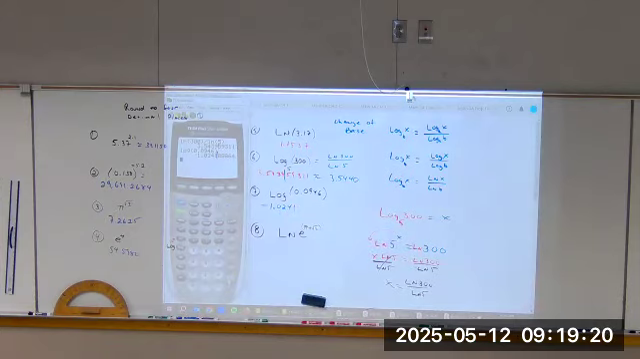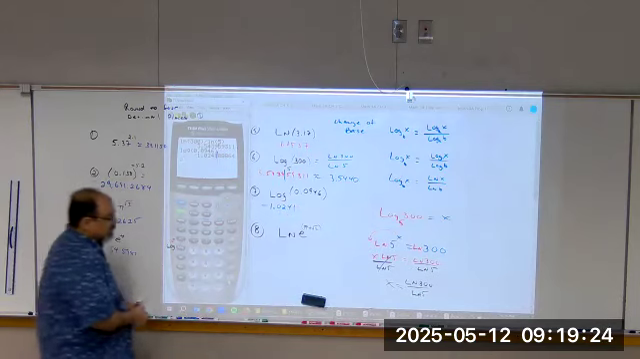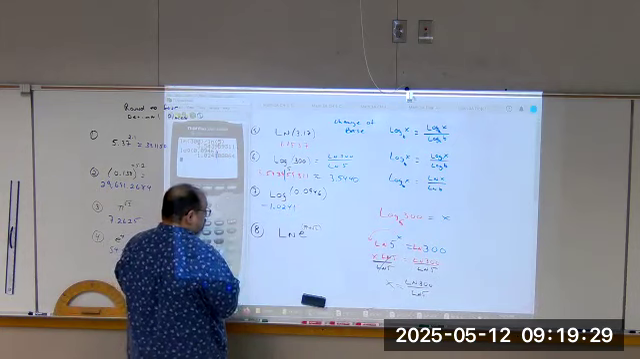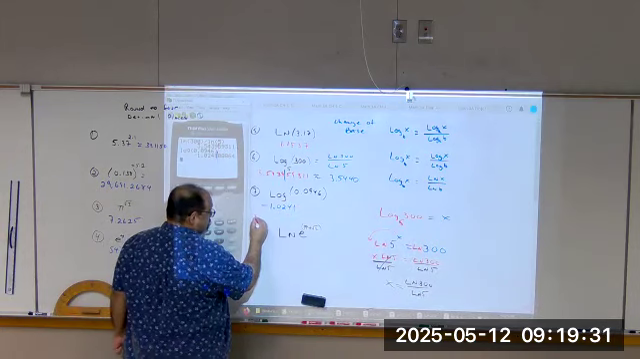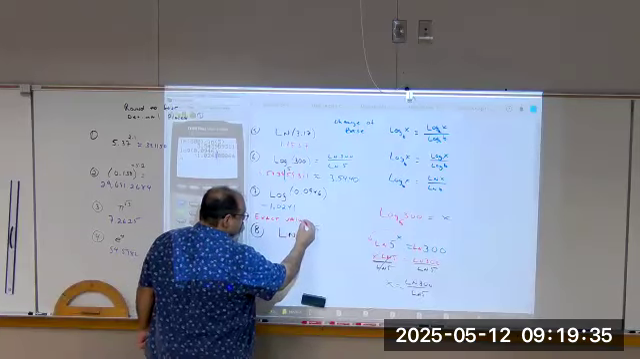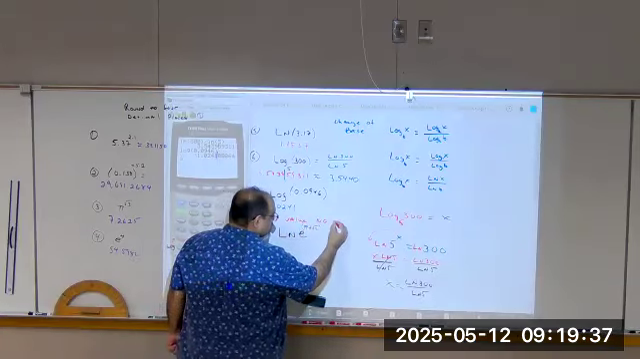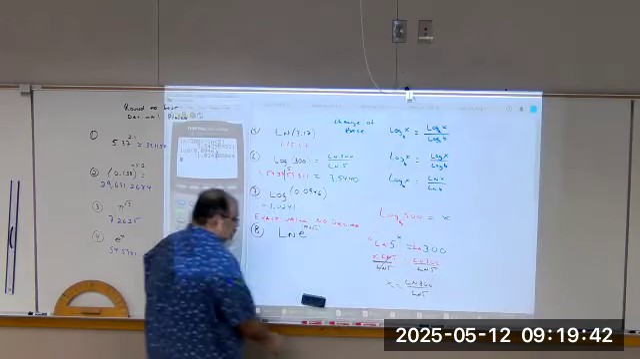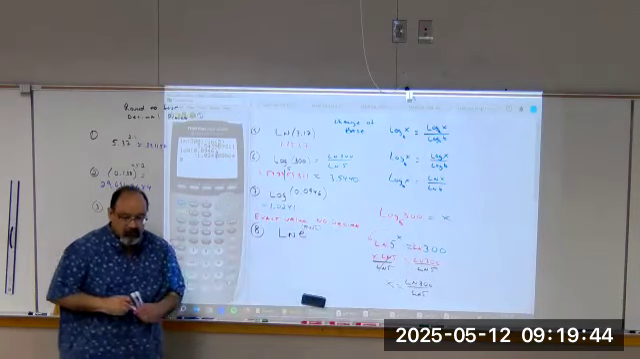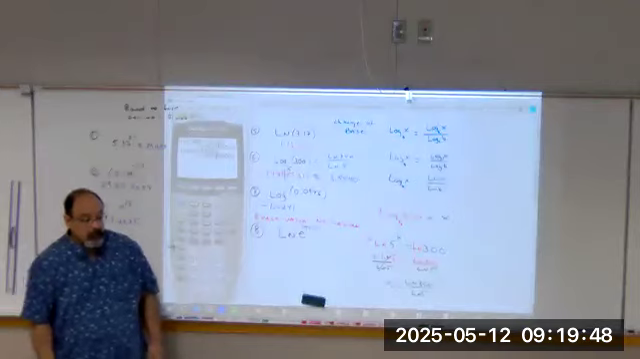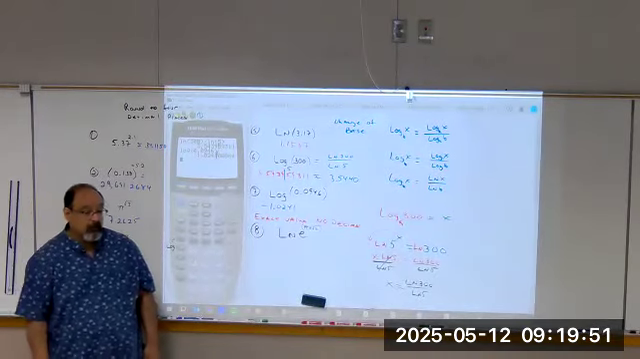Now number 8, I changed my mind. I don't want a decimal. The number 8, I don't want the exact value. No decimal. And you should be done with that in about, well, we're now. Or at least you should be done with it by now.